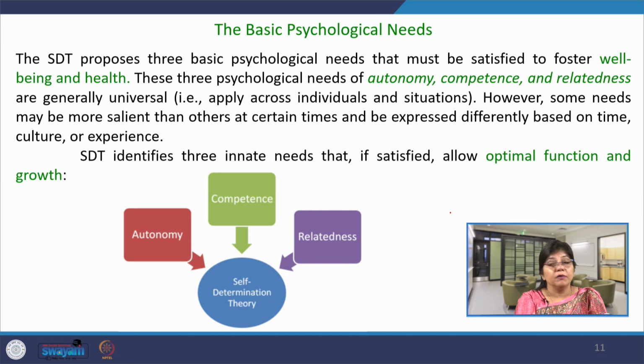So, again coming back to the point: even if an employee is paid heavily by an organization, if these psychological needs are not satisfied, the employee is not satisfied, is not motivated, is not happy to perform his job. These factors, when combined with a heavy paycheck, lead to optimal functioning and growth of any individual employee. So, let us talk in more detail about these three factors.